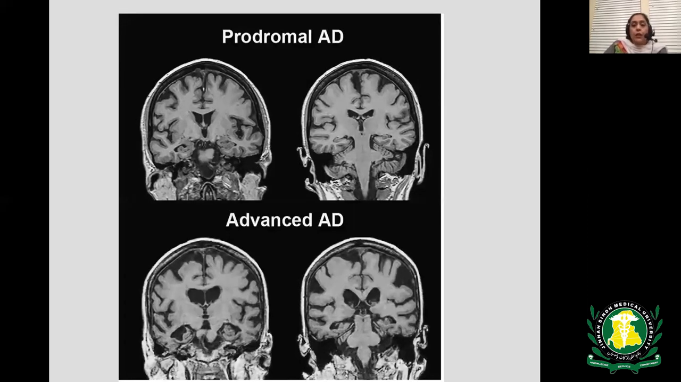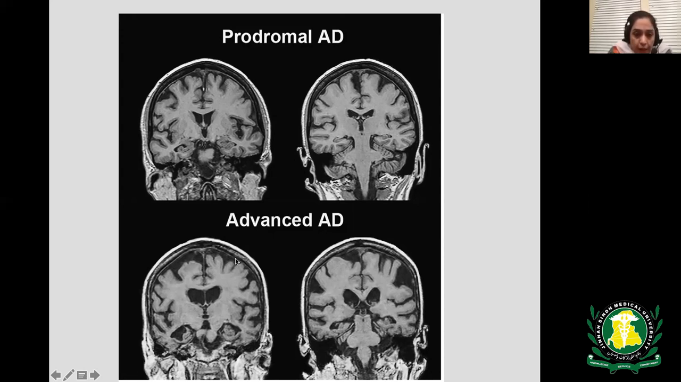This is a picture here showing MRI of the patient. So this is a prodromal AD, which is just when the symptoms have started. If we are looking here, the brain is almost full, the cerebrum, we are looking at the ventricles here, and this is the hippocampal area, and we're looking at the shape here.